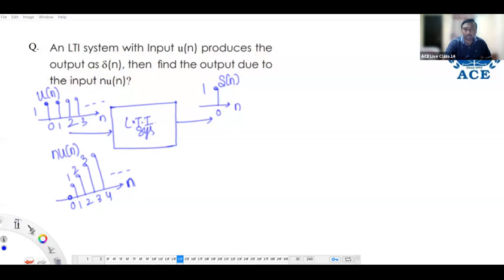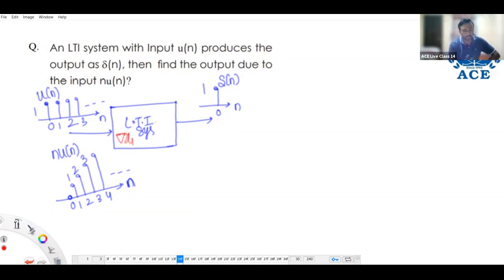Yes, Sriram. Correct. Trivikram, correct. Marisetti Akhil, correct. u[n] is becoming delta[n], so don't say n u[n] is n delta[n]. That is wrong.